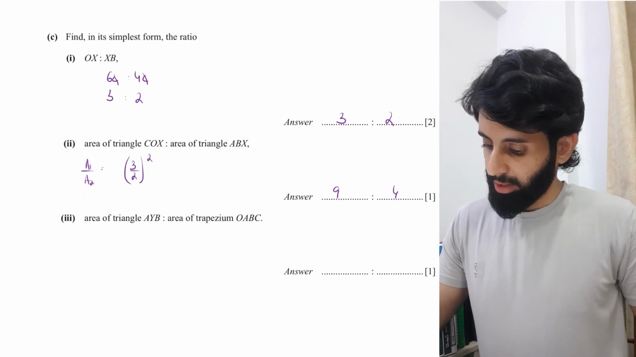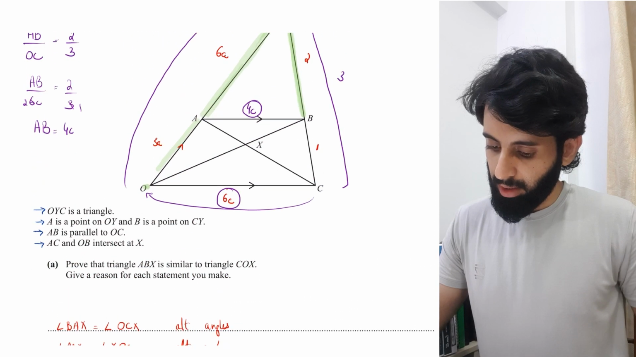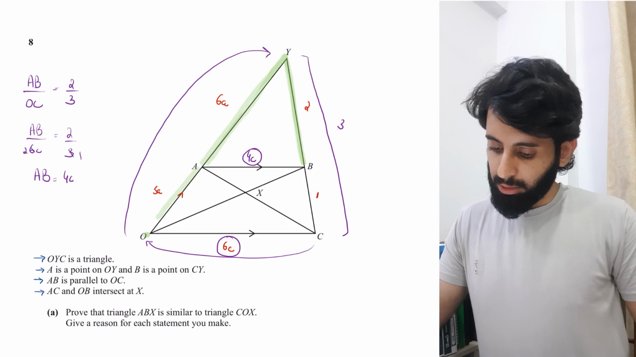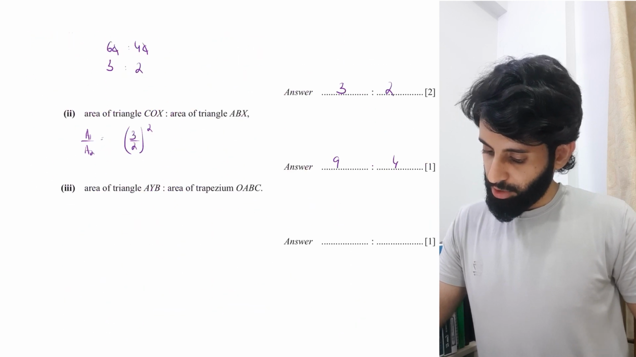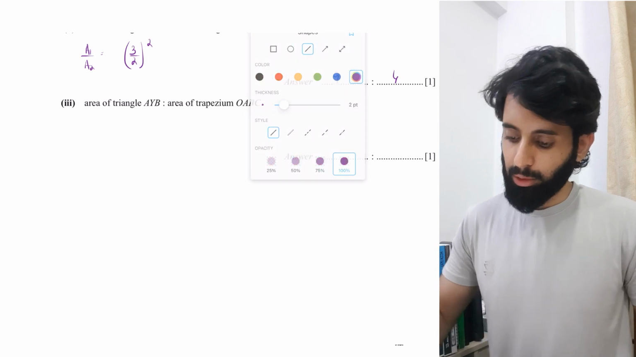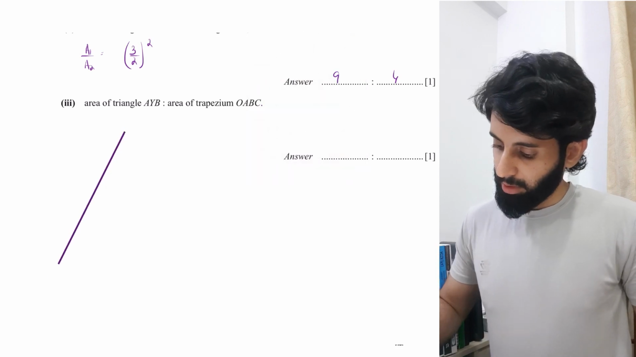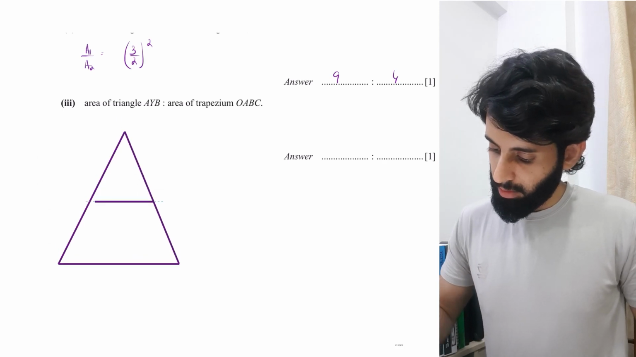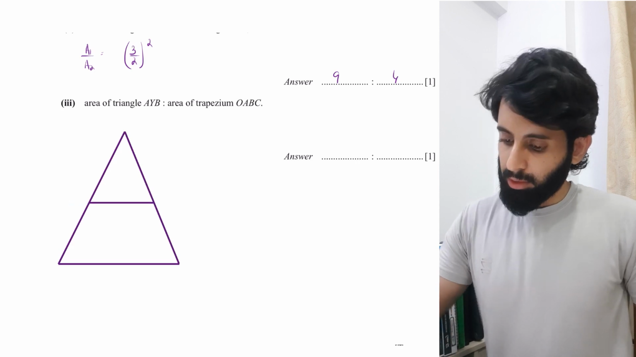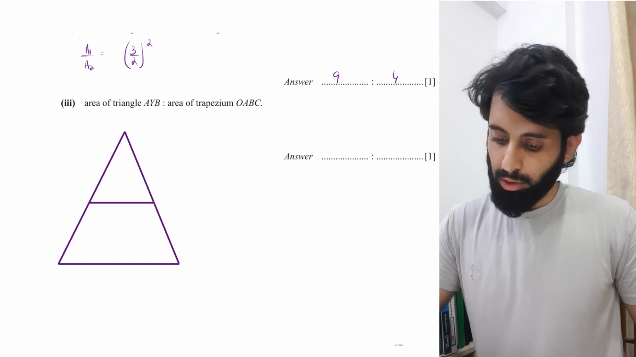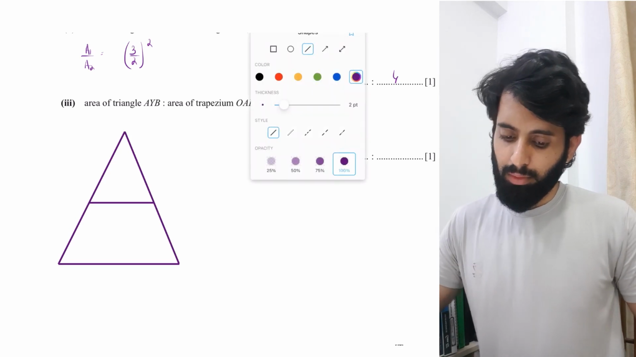Then we have part 3, which says area of triangle AYB. Okay, AYB, where are you? There you are. Is to the trapezium, let me check, OABC. For this, I'd like to draw this separately. I'm not going to take much time. There you go. So we just figured that these two triangles are similar in the ratio 2 is to 3.